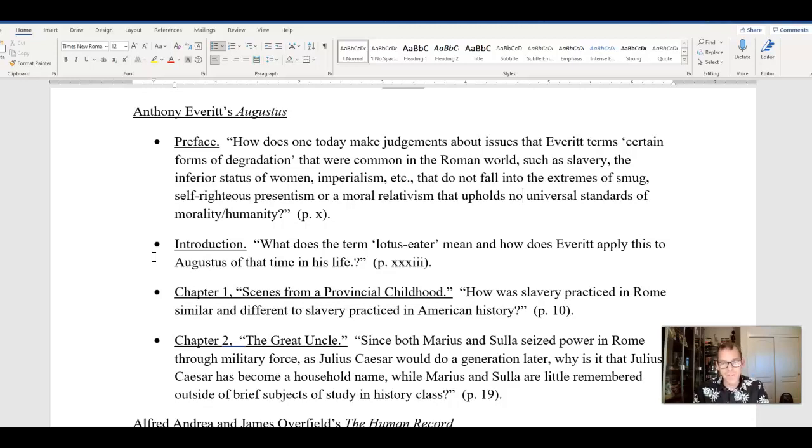Okay. You see for chapter 1, Scenes from Early Childhood. So in this case, in Augustus, put the chapter there. Now we start reading the introductory chapters. Put the title of the chapter, and then you can jump into your question. How is Roman slavery practice in Rome similar and different to slavery practice in American history? Oh, that's a big question and a good one. Again, you don't know the answer to it. Perfect. That's why you're asking it, right?